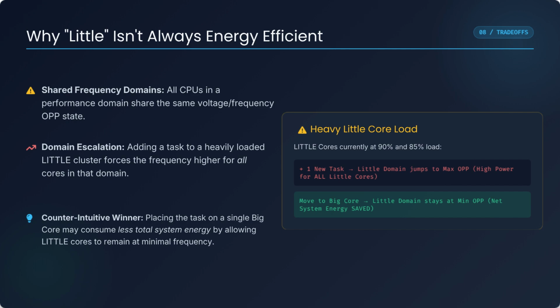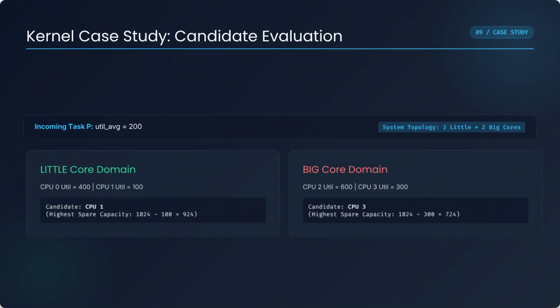Placing the task on a single big core instead costs more individually but lets the little domain stay at minimum frequency. In some cases, that saved domain-wide energy outweighs the extra cost of the big core, which is why big cores can sometimes be the more energy-efficient choice system-wide. This exact scenario is worked out with the real numbers in the Linux kernel's own documentation.